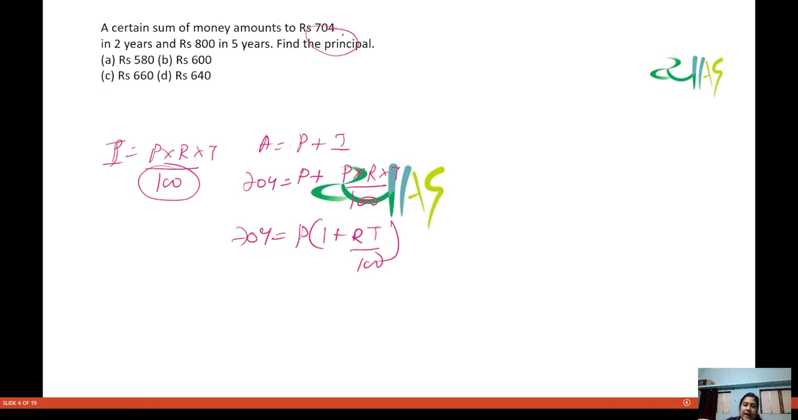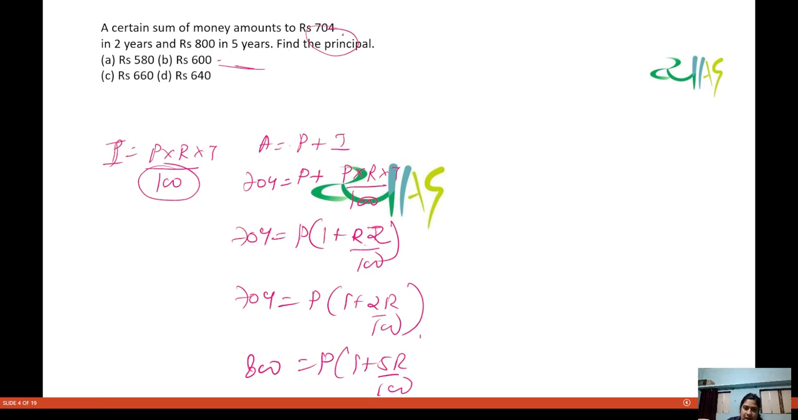And here we only know 2. So you can write 704 = P(1 plus 2R by 100), and for 5 years you can write 800 = P(1 plus 5R by 100). Now look at these equations, students. There are two equations and two unknowns, so you can definitely solve from here, but we will not do this.